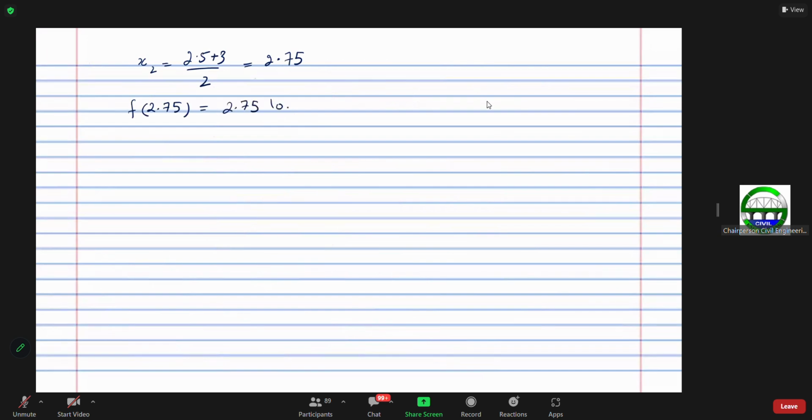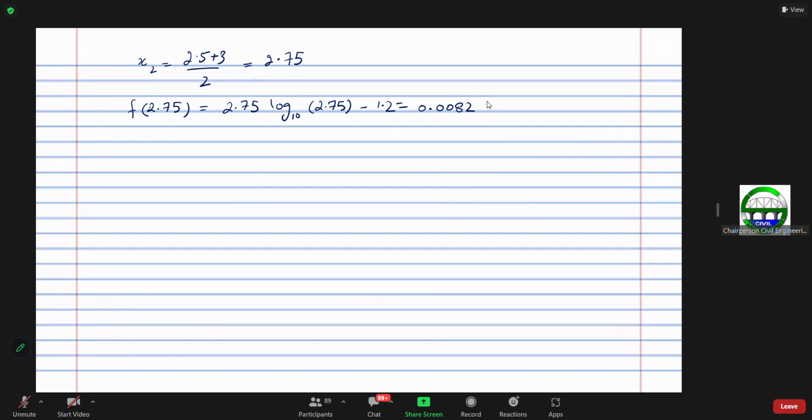So now f of 2.75 is equal to 2.75 log 10 of 2.75 minus 1.2. What is the value? F of 2.75. Can anyone tell me, please? Okay, it's positive, 0.0082. So this is the value.